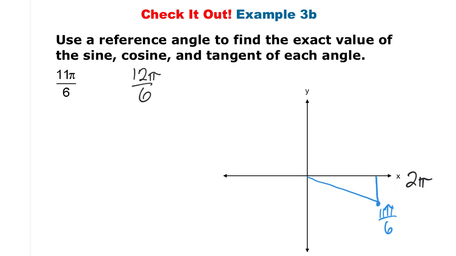I also know, because this is something over 6, that this angle right here is going to be 30 degrees, which means I have a special right triangle with the side lengths 1, 2, and square root of 3. The 1 here is going to be negative because it's going down in the y direction.